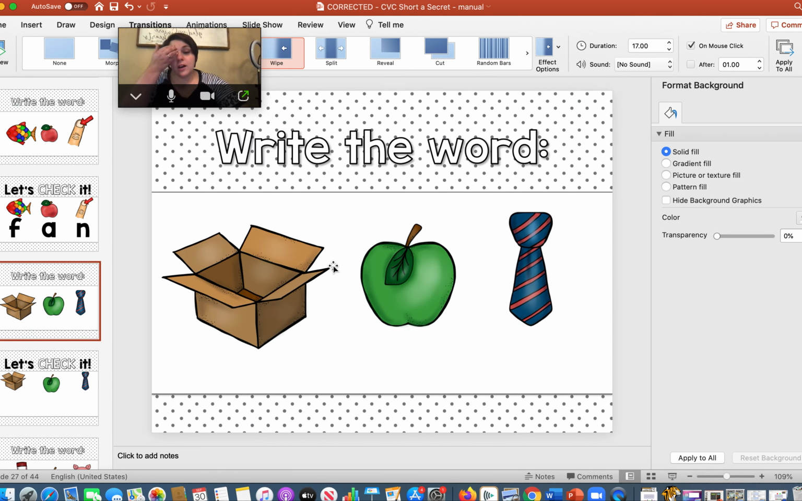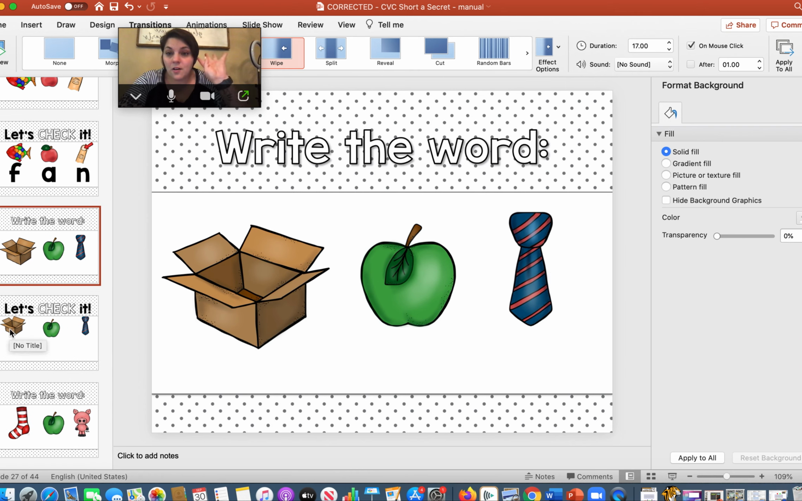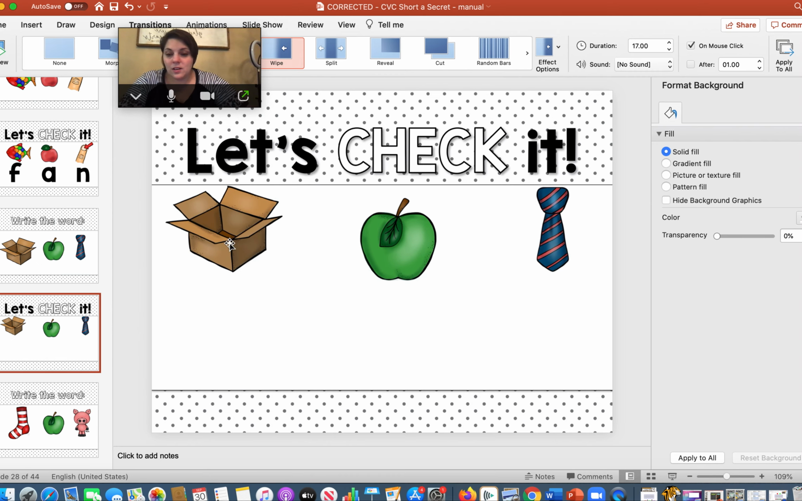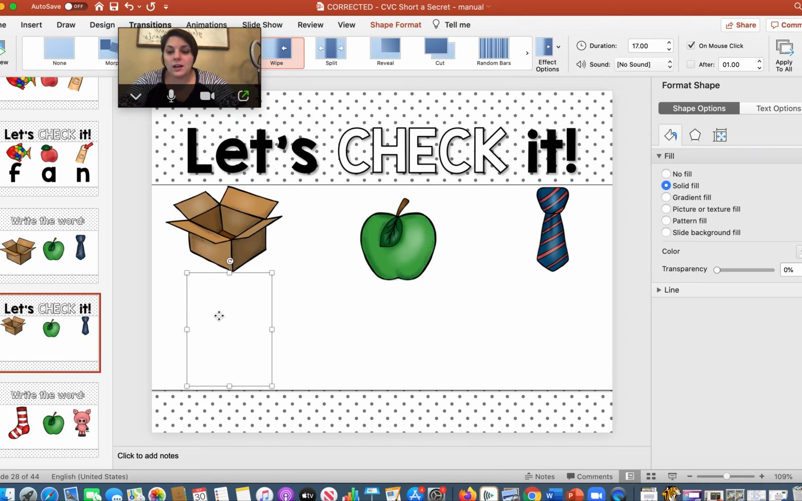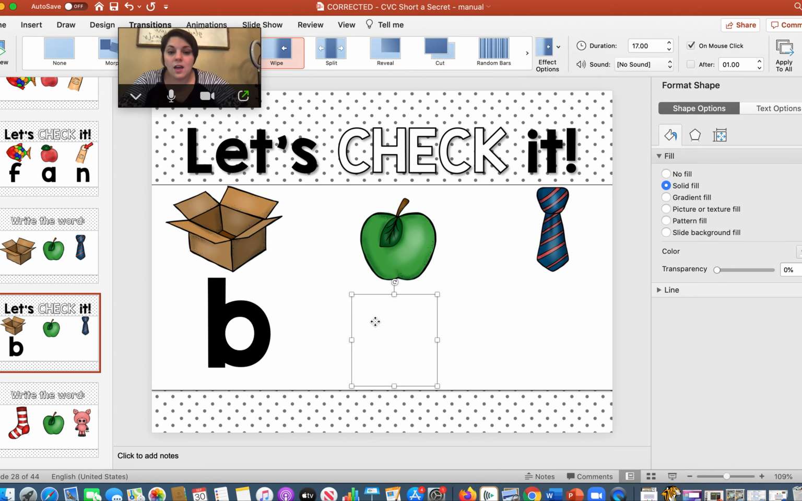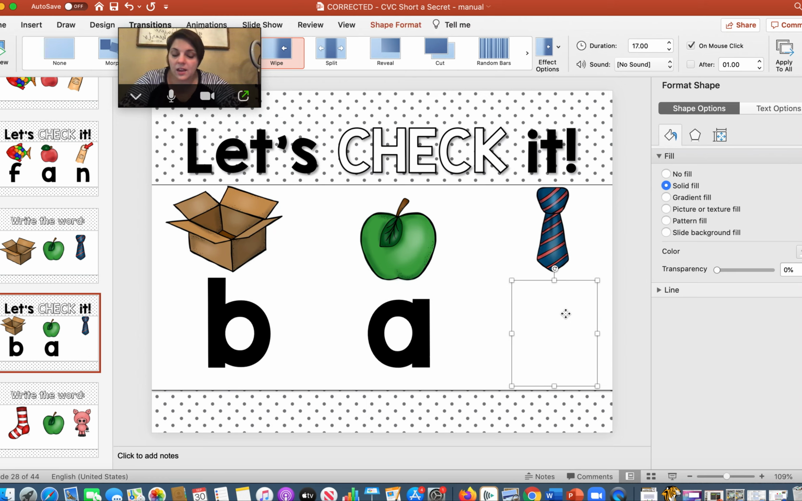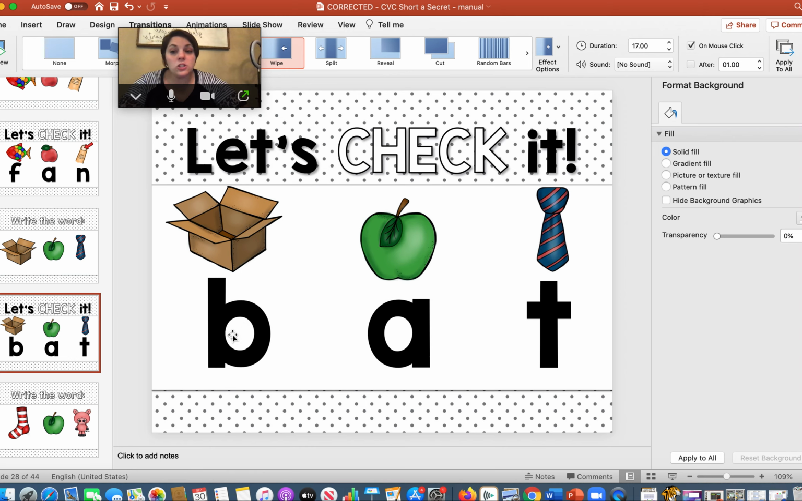Here we go. Are you ready? The words are box, apple, tie. Here we go. Box is the sound B. Apple is the sound A. Tie. What letter says T? Good. Our mystery word is b.